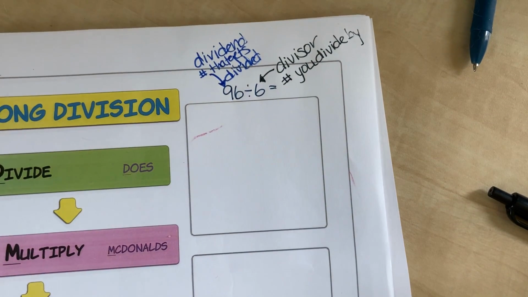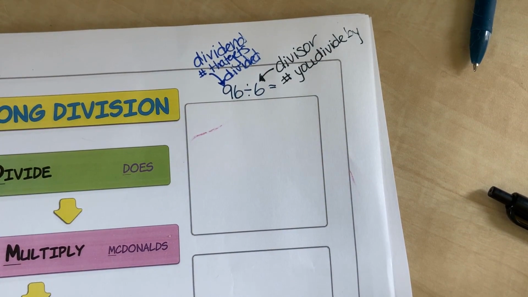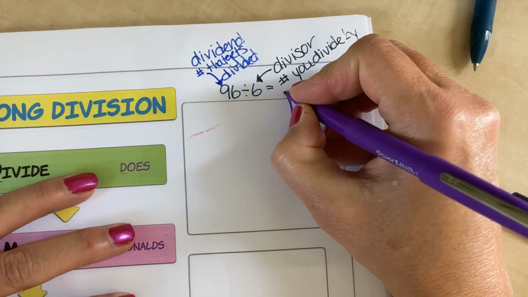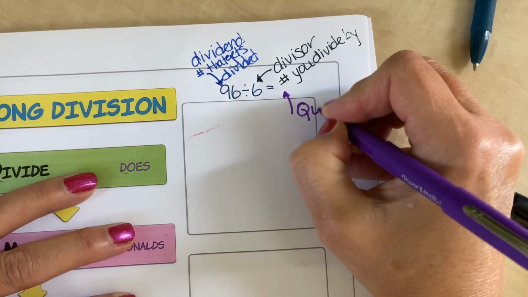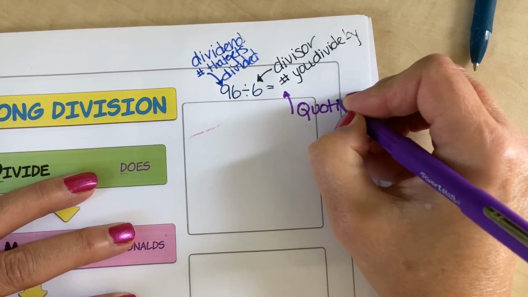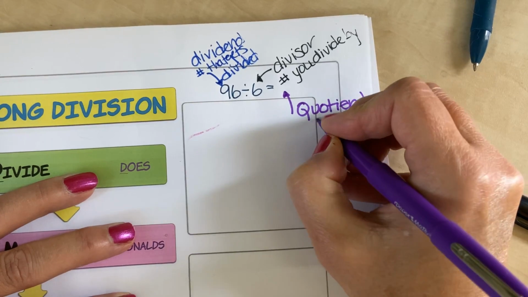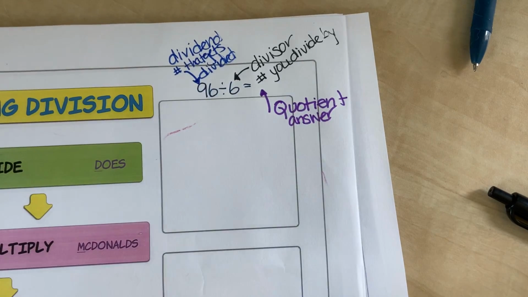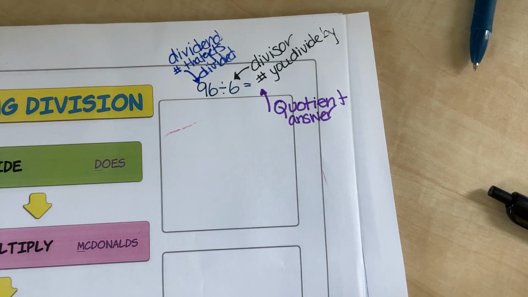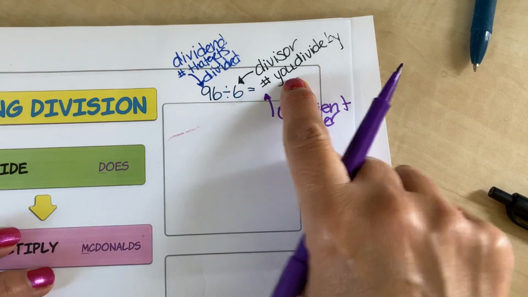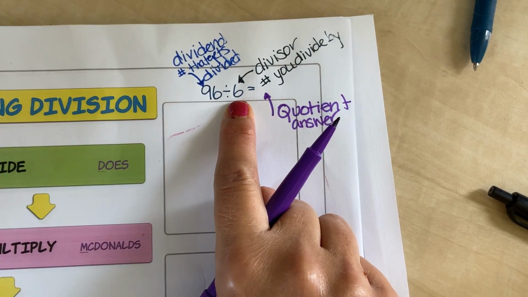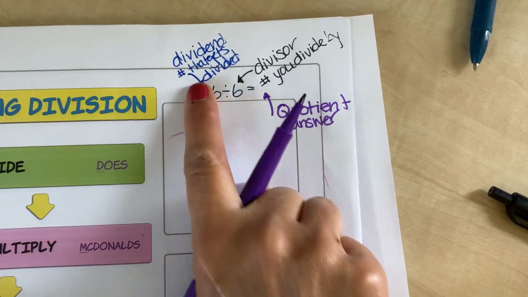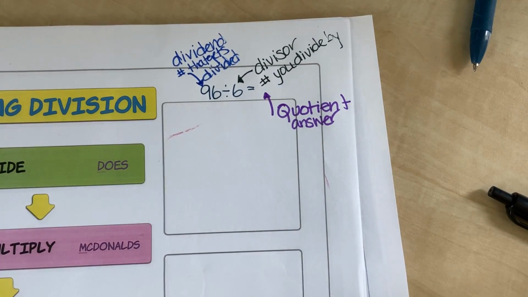And then your answer is called the quotient, okay? Any answer to a division problem is called the quotient. So we don't have an answer here yet, but I'm going to tell you it's the answer. Okay? All right, so we're going to divide that out. So just so you know the terminology as we go along. Quotient is the answer. Divisor is how many groups you have, or how many are in each group. And the dividend is the whole that you're dividing.